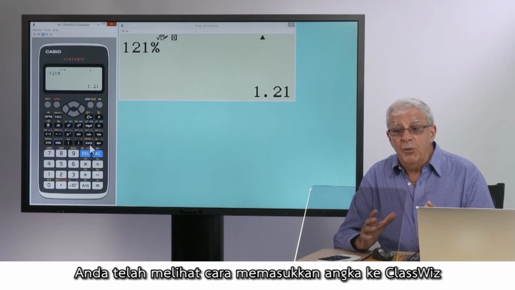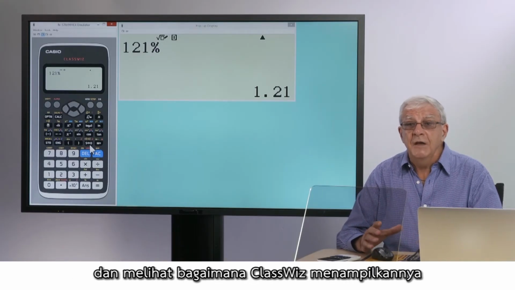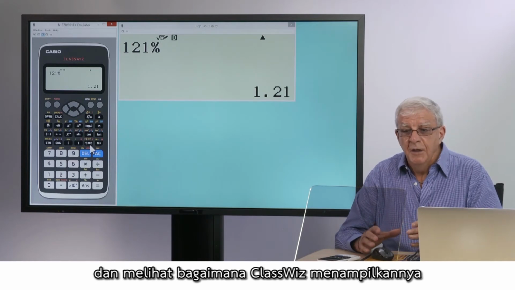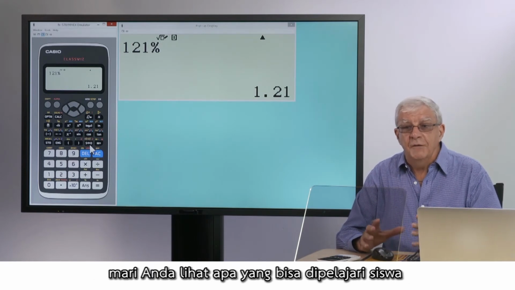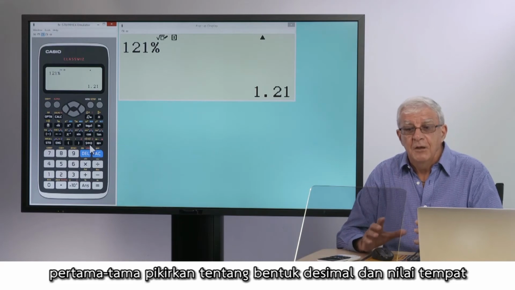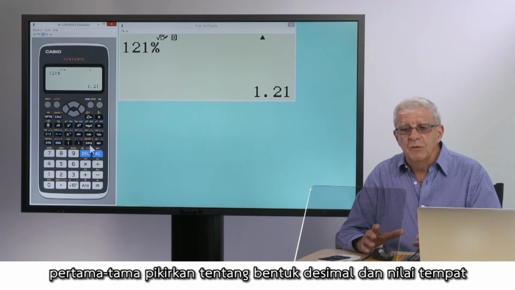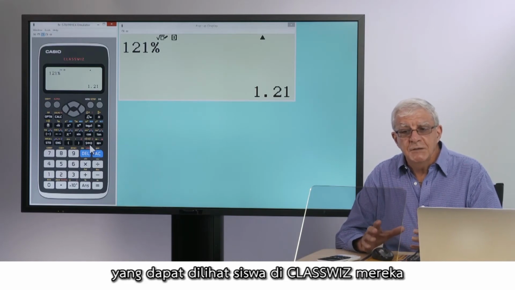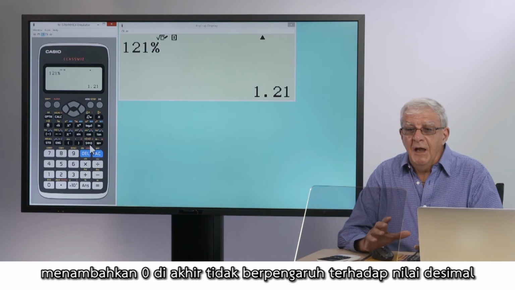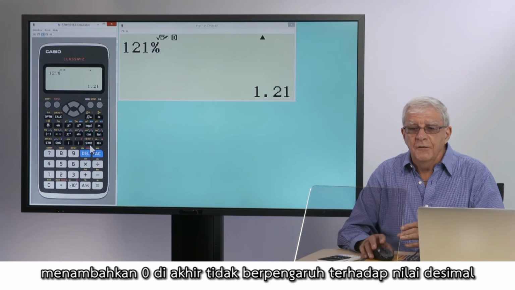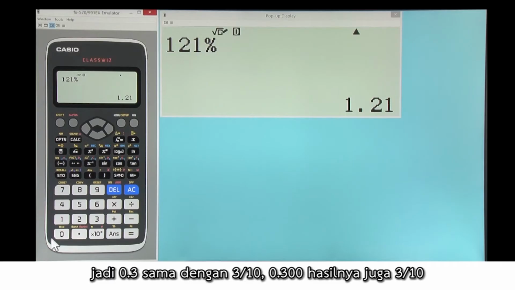Now that we've seen how to enter numbers into ClassWiz and seen how ClassWiz represents them, let's consider what can be learned by students using the calculator. Firstly, thinking about decimals and place value. Students can see on their ClassWiz that adding zeros at the end of a decimal has no effect on the size of the decimal. So 0.3 gives us 3/10.